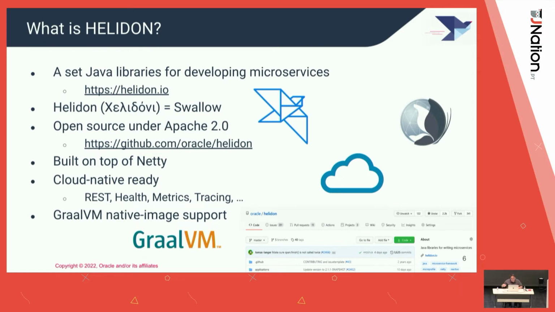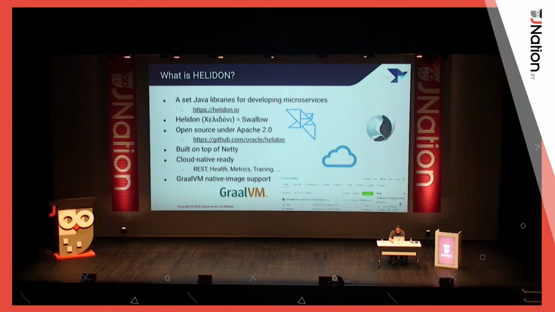Just for those who don't know what Helidon is, it's a framework for developing microservices. Helidon, I really like its name, is named after the swallow, a small bird flying somewhere high in the clouds. Perfect name for something which is quick, maneuverable, and in the clouds. What makes it unique in the infrastructure of Oracle is that it's open under the Apache 2.0 license.